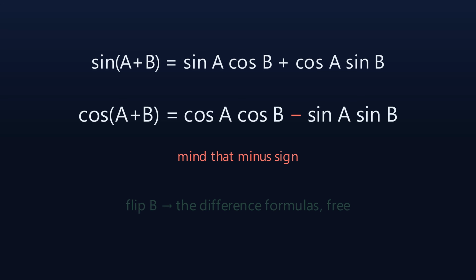Notice that minus sign, it's where a lot of student algebra goes to die, so hold on to it. Flip the sign of B, and you get the difference formulas for free. 6 formulas, 1 picture. Now feed the machine its own output.